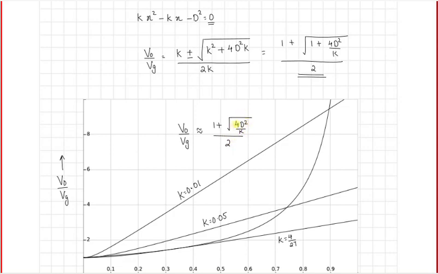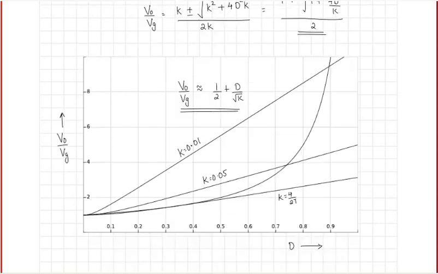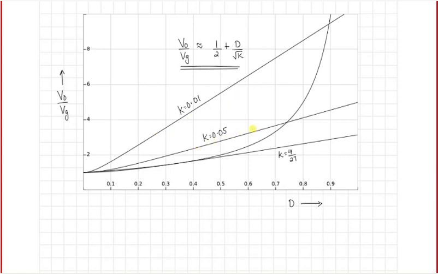So if I remove the root, then it becomes 2d divided by root k, right? Or this can also be written as half plus d by square root of k. So this then represents a linear variation, right? And therefore you see that for most part of the discontinuous conduction mode we have a linear variation of the voltage gain with respect to the duty ratio for discontinuous conduction mode in the boost converter.